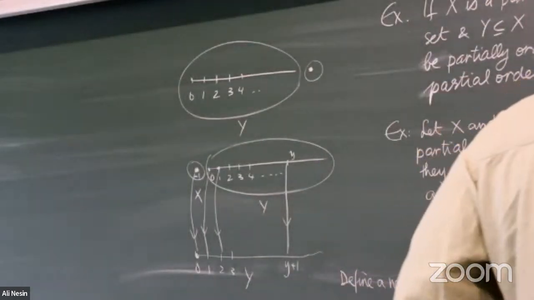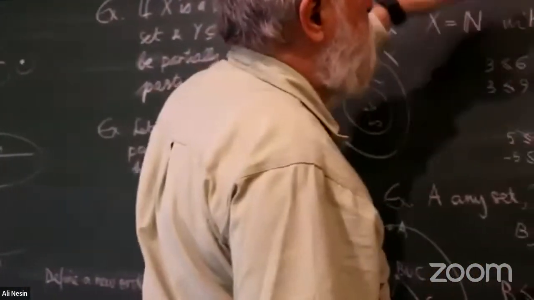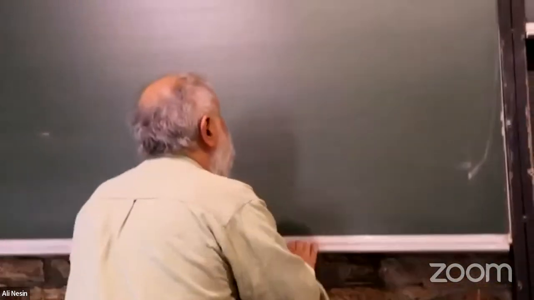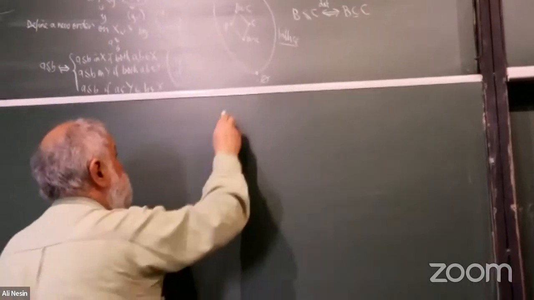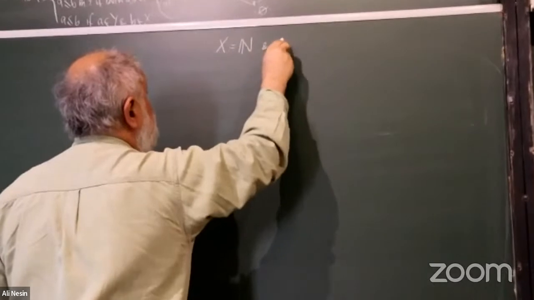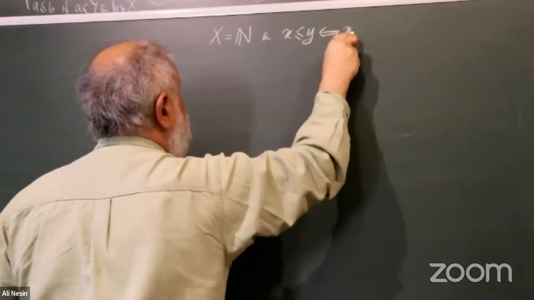This ordering is important in math. It will not be important for us, but in math it's important. Maybe let us think about this ordering. So I take x in the natural numbers, and I say that x is less than or equal to y if and only if x divides y.